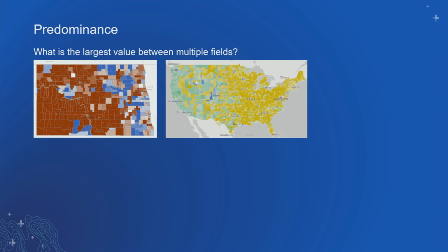Think of predominance mapping like you would an election map. You've got different parties trying to win the vote. And so at the end, you want to see in each area which one had more votes, which one won. So the red and blue map is a voting map or a predominant vote map. This one on the right side is predominant education. So what's the highest education level in each county?